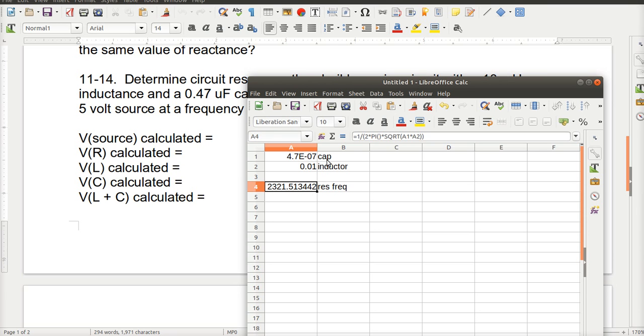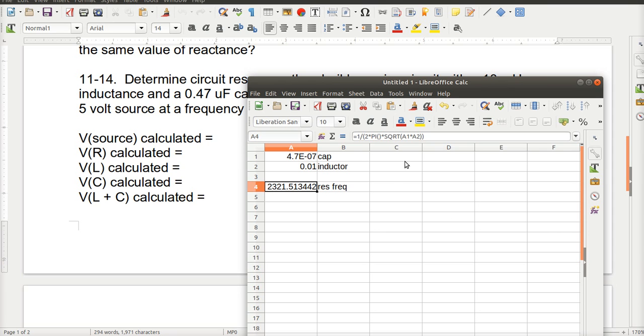So capacitors and inductors have a resonant frequency. And so I put in the equation. It's 1 divided by 2 pi times the square root of my L and my C multiplied together. And that proves it. And then as you come across problems where I ask you that, all you got to do is change these values and the answer comes out. Spreadsheets are really handy for that.